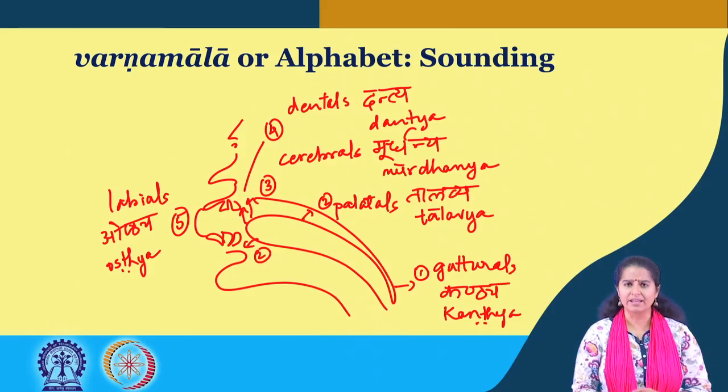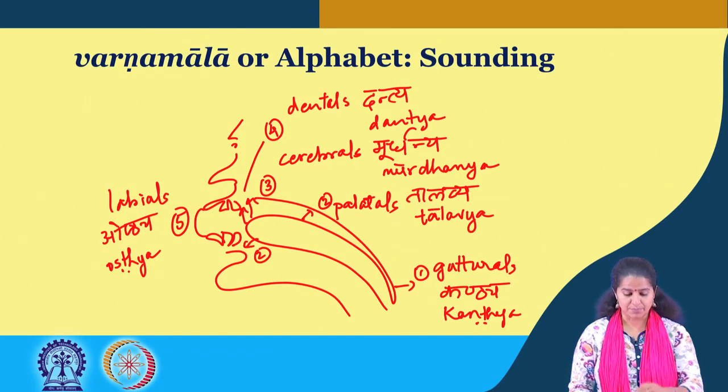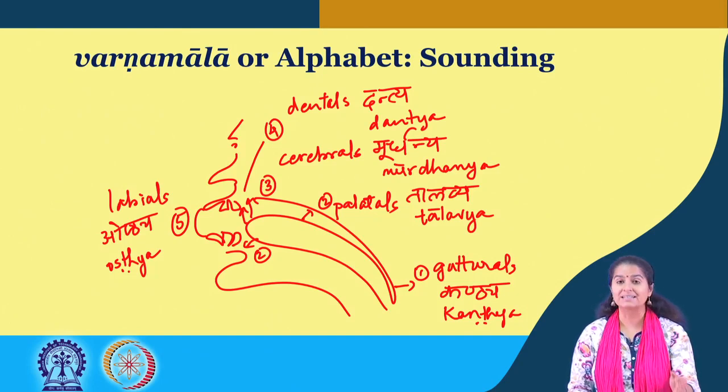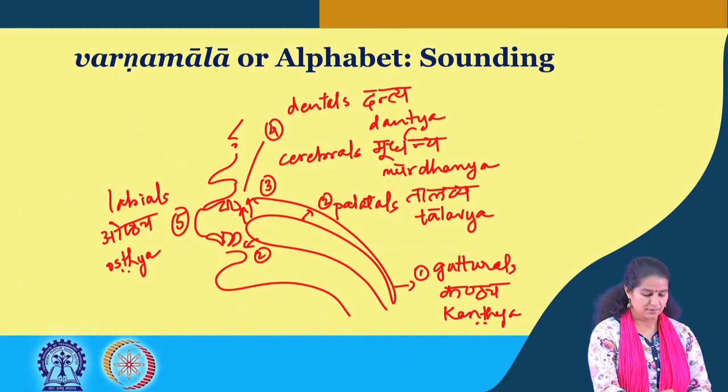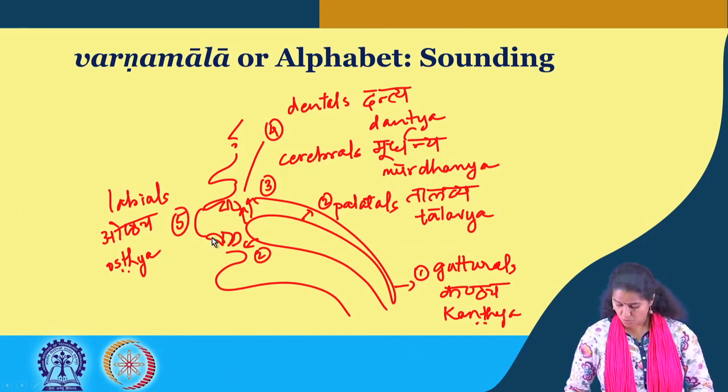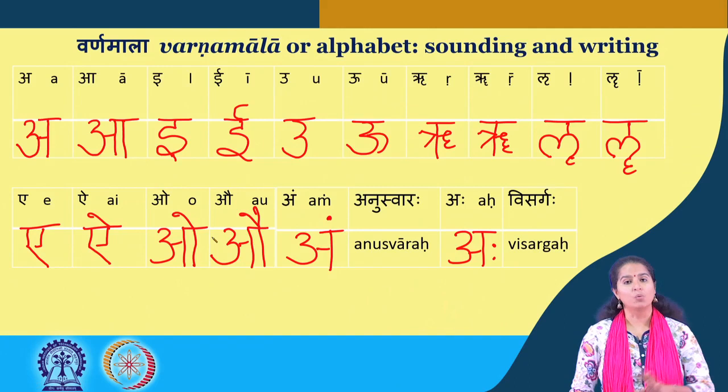So, a quick recap of the sound structure of Sanskrit. We had the 5 places of pronunciations, the gutturals or kanthya, palatals talavya, cerebrals murdhanya, dentals dantya, and then the oshtya or the labials there. And so, we had the different vowels that were associated with them, and we learned how to write them.